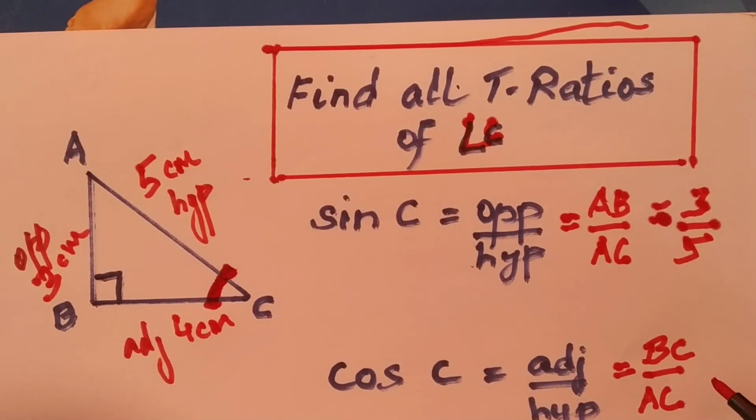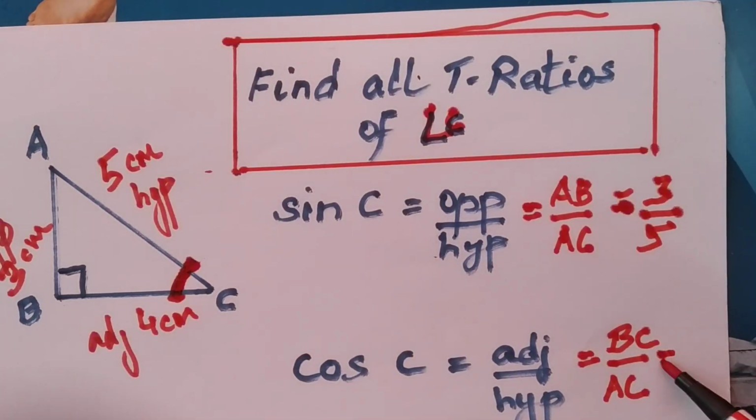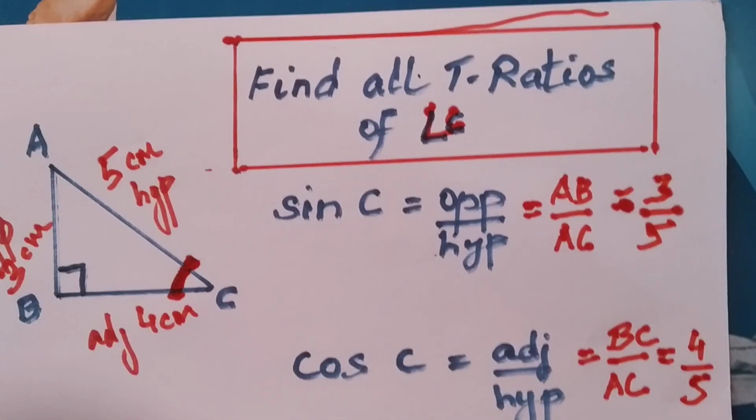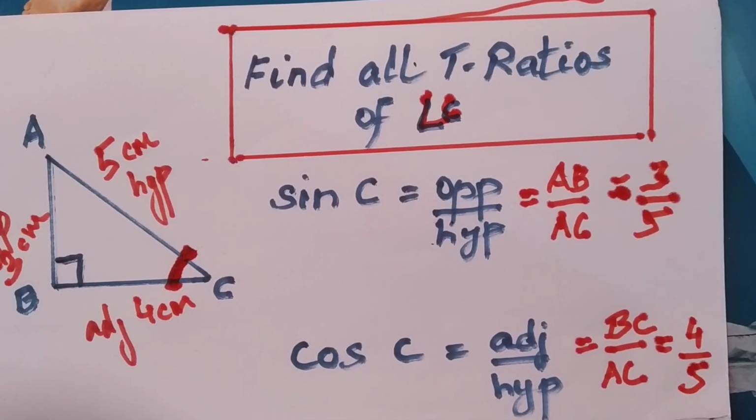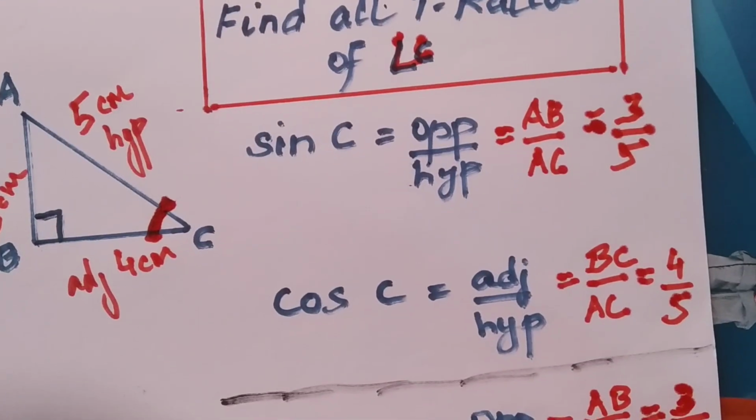What will this be? Cos C. Instead of BC by AC, I can mention as 4 by 5. Adjacent is 4, hypotenuse is 5. Now this is opposite by adjacent. AB by AC, AB is 3 centimeters and BC is adjacent is 4 centimeter.